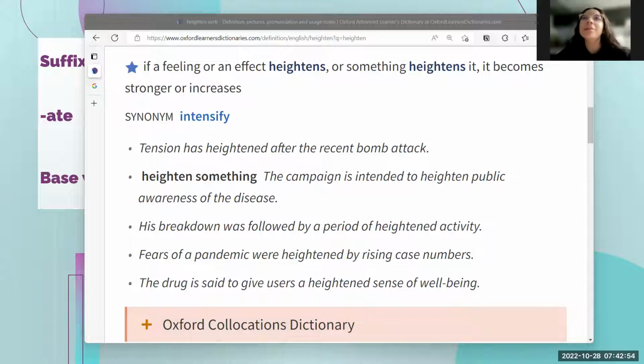Exactly. So maybe the example is spinach. When you eat spinach, your strength is heightened, or because it's the feeling you feel stronger. So you feel stronger. Exactly. The strength heightens, as you say.